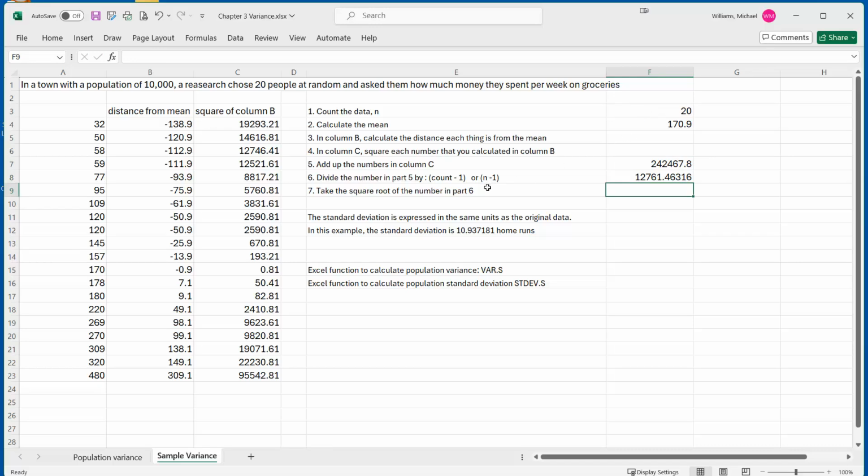Take the square root of the number in part 6. Remember the function? SQRT, square root, put this number in, click. This is the variance, right? This is the sample variance, sample variance.